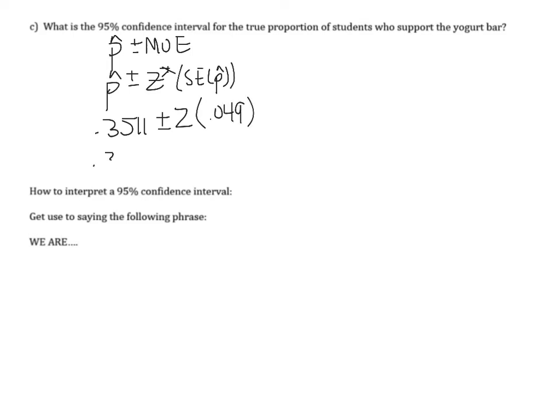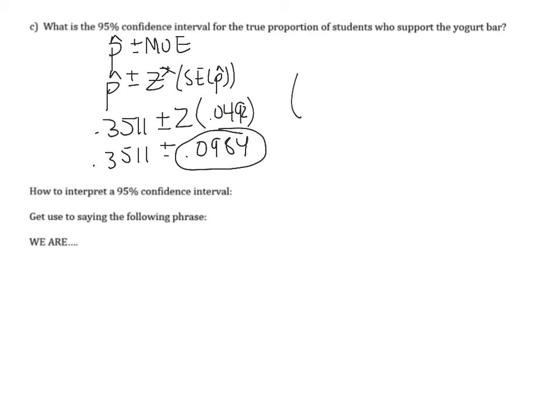That would be 0.3511 plus or minus, so 2 times 0.0492, I forgot the 2, is 0.0984. So that 0.0984, that's your margin of error. So if you're specifically asked to calculate margin of error, you're just calculating that number. Generally, we calculate the p hat with the margin of error and then write the interval.